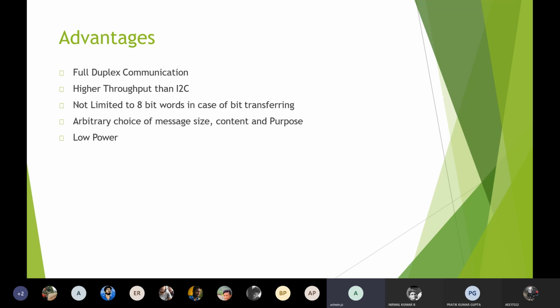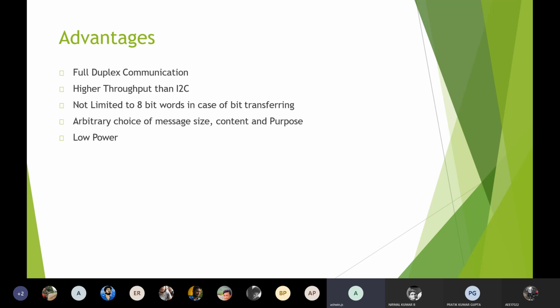Okay. So that's why it has higher throughput than the I squared C, the inter-integrated circuit. When compared to that, this is the best one. And it is not limited to 8-bit. Like I said, first it will load with 8 bits transferred, again it will load with another 8 bits, and again another 8 bits. So here there won't be any limitations. Okay. And the message size can be any size.